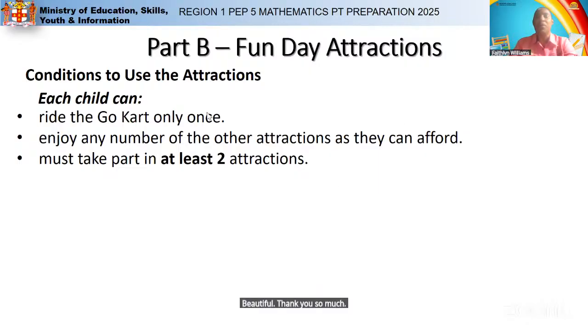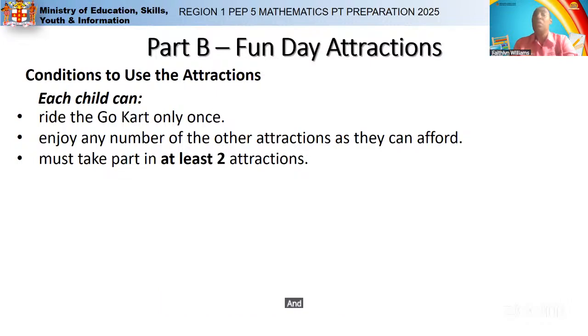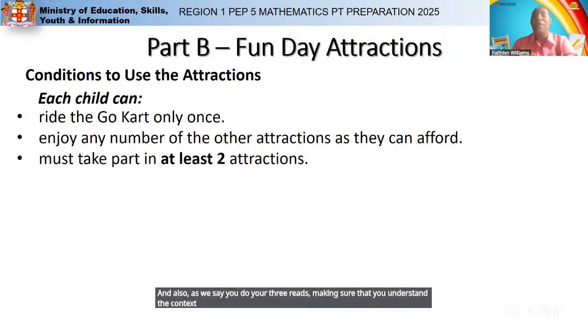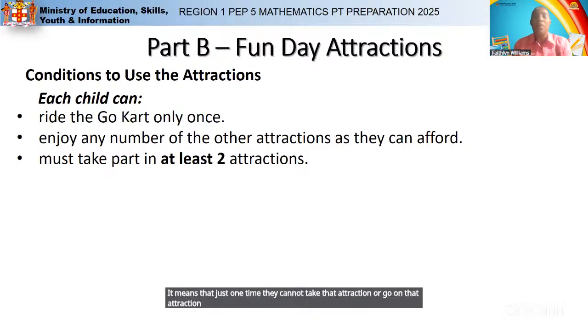And it's very important, children, that we understand what these words in bold actually mean. And also, as we say, you do your 3 reads, making sure that you understand the context as well as the mathematics. So when it says in bullet 1 that the child can ride the go-kart only once, it means just one time. They cannot go on that attraction more than once. All right? And then you are hearing that you can enjoy any number of attractions.